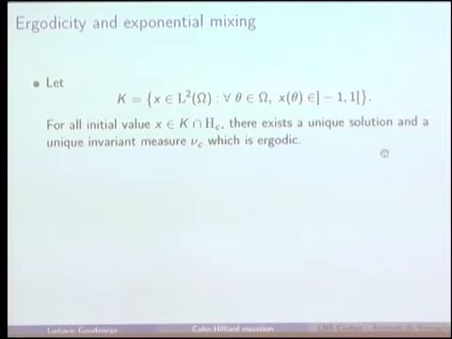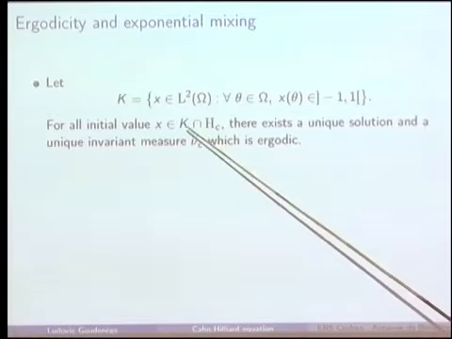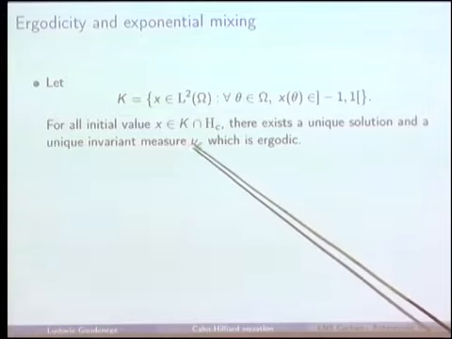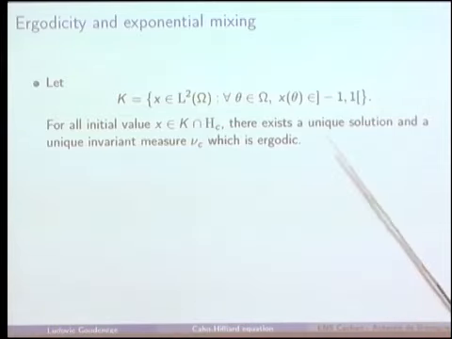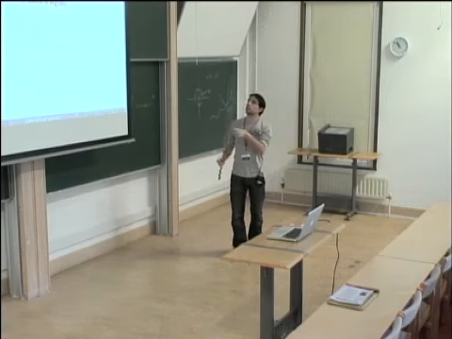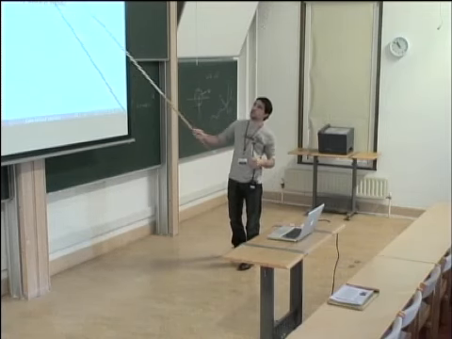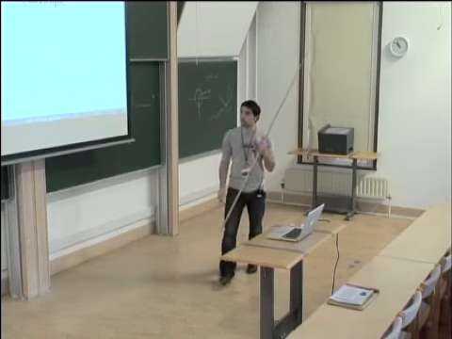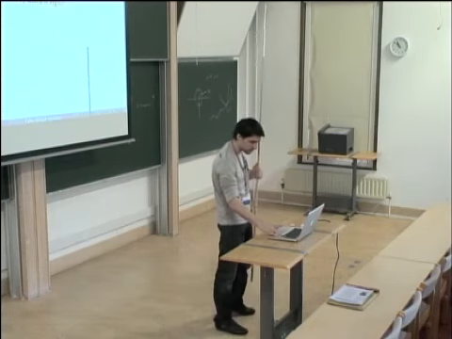Okay. What about the ergodicity of this invariant measure? So we have this space. I've explained before the space K of the solutions which are in the interval -1, 1. We have an initial value in this space and in the H space with this average C. So you have a unique solution and a unique invariant measure, nu C, and this measure is ergodic.